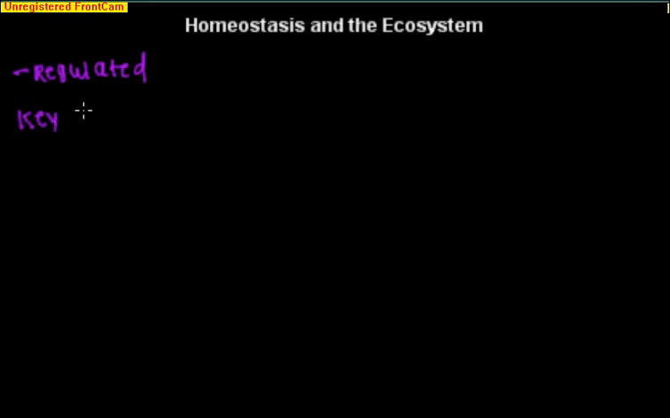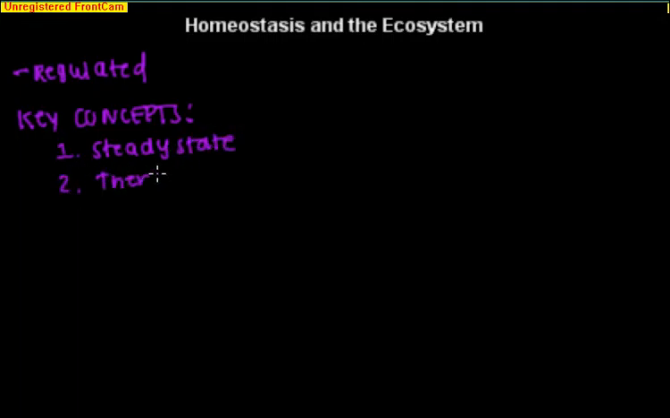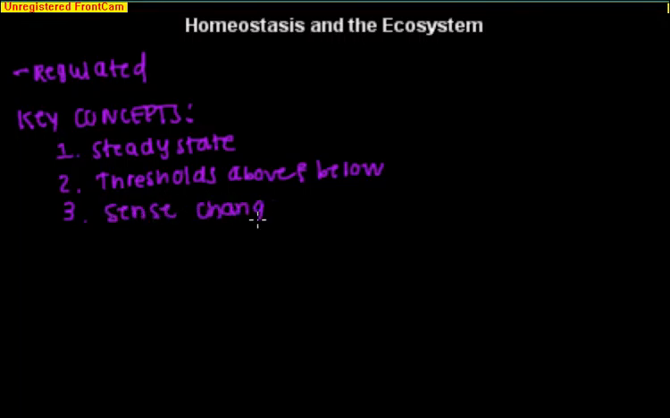So the key concepts of homeostasis are an observable steady state that defines our normal. Thresholds that fall above and below this normal range that are also acceptable within homeostatic conditions. Third would be the ability to sense changes to the steady state, which I'm going to abbreviate SS from this point forward. So steady state is SS. And lastly, the ability to restore steady state.